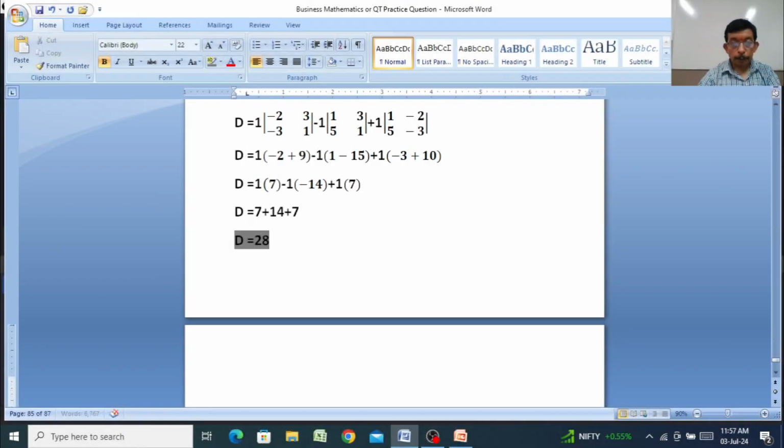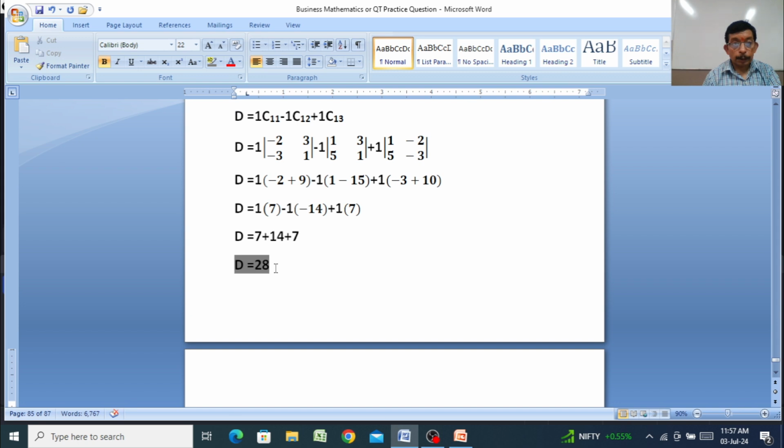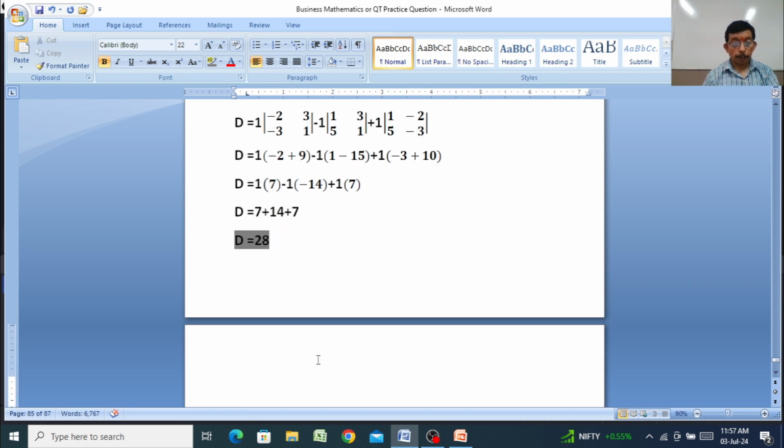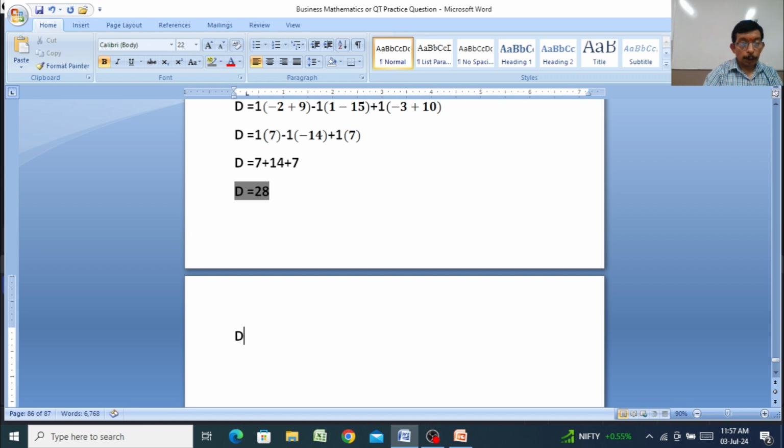D is equal to this. Now we find Dx. Dx is equal to the determinant D with the first column replaced by the constant values.